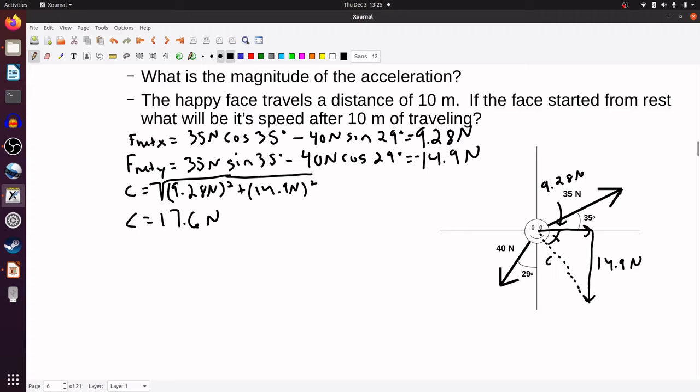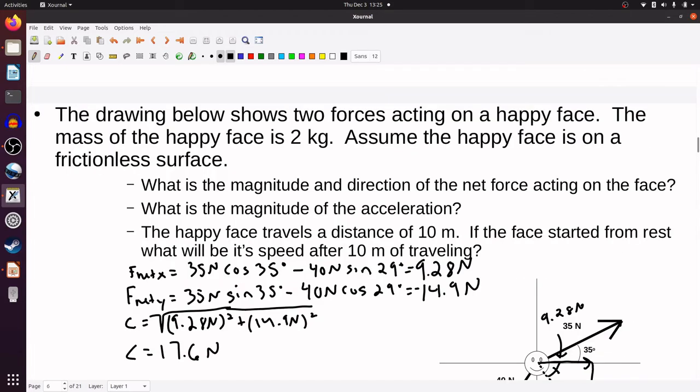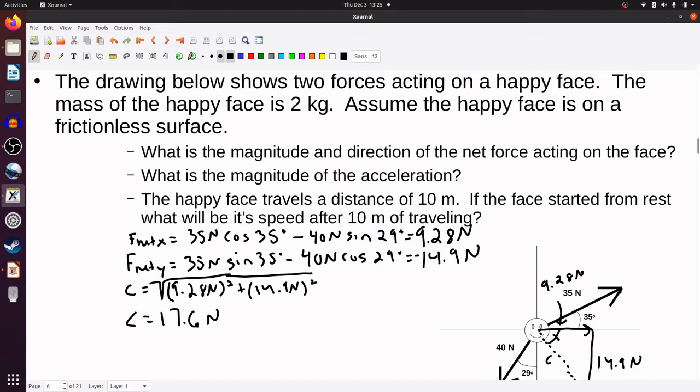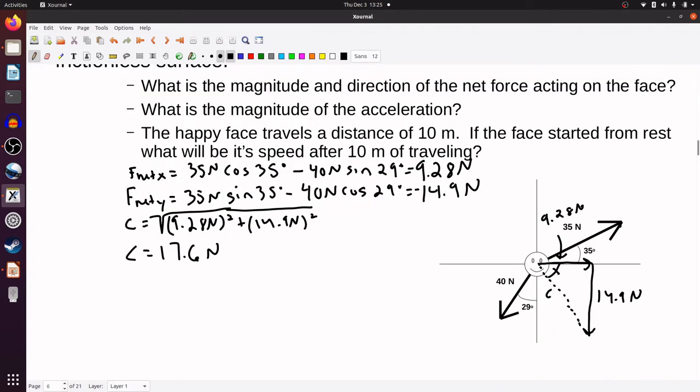Now, if it asks for the magnitude of the force, that would be it. That's all you need to do, because magnitude just means the scalar value and not the direction. If it asks for the force, that's a vector, so it needs both magnitude and direction. In this case, it says magnitude and direction of the net force acting on the happy face. So now we need to find our direction.